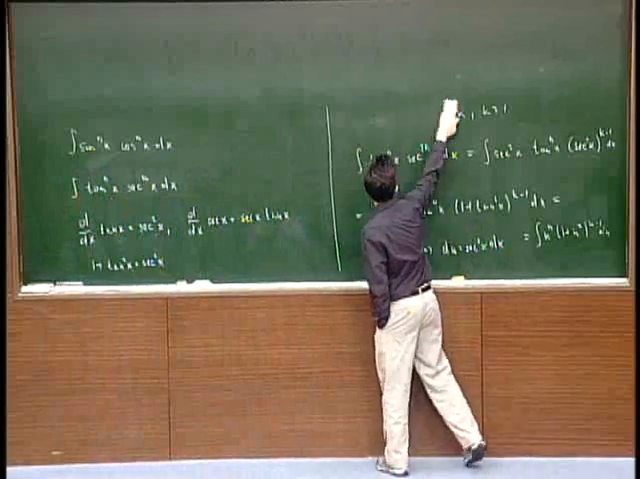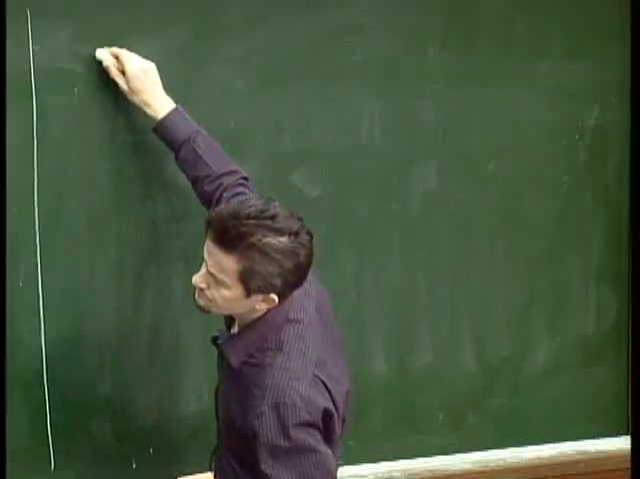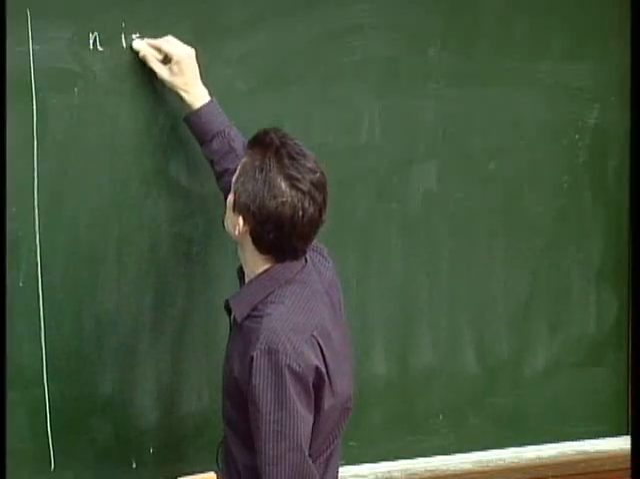Okay, so this is here the first case. Now the second case. So the second case is n is odd.